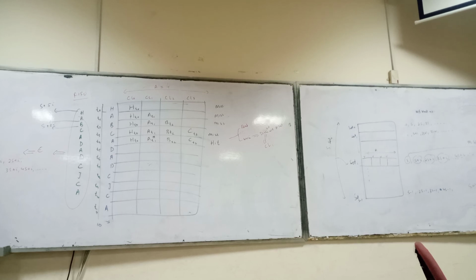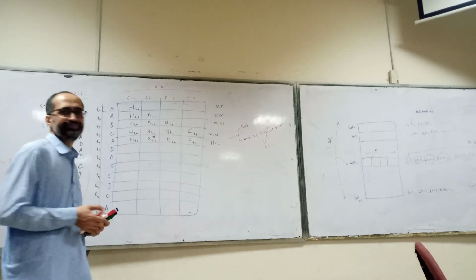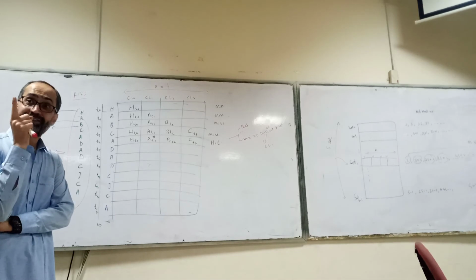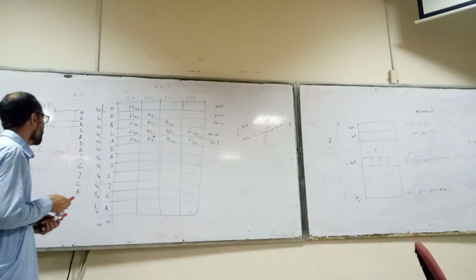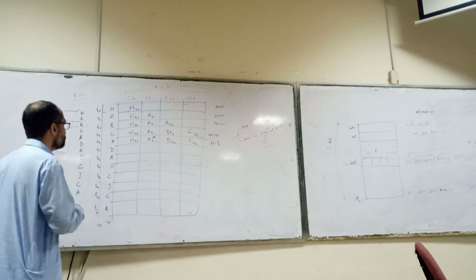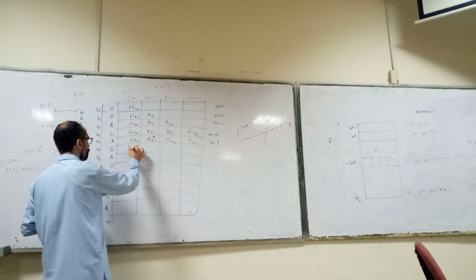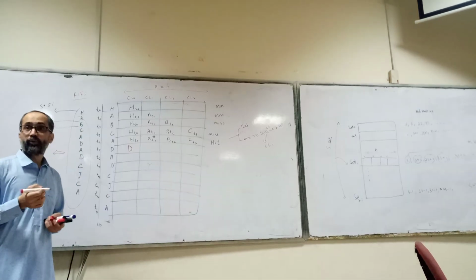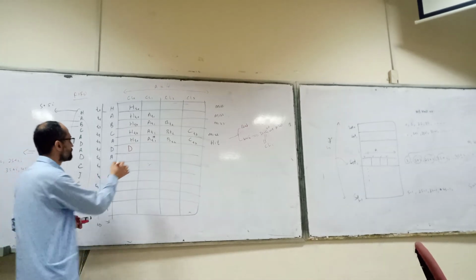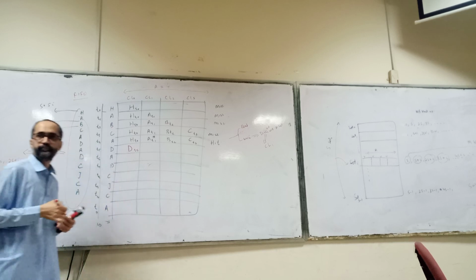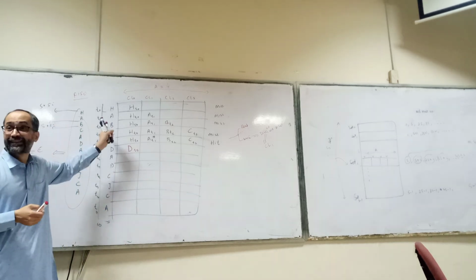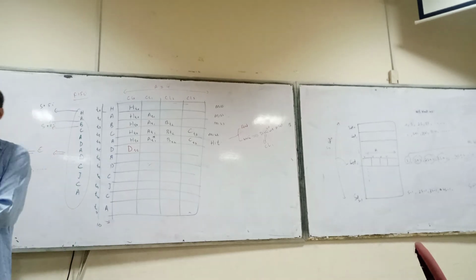Now there is a problem. D will come now. D is a block not present in the cache. The policy is first in, first out, so we will replace H. So now D comes at T5 and D will replace H.